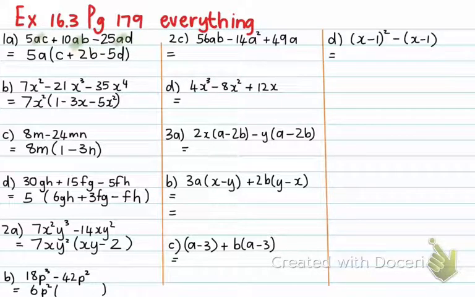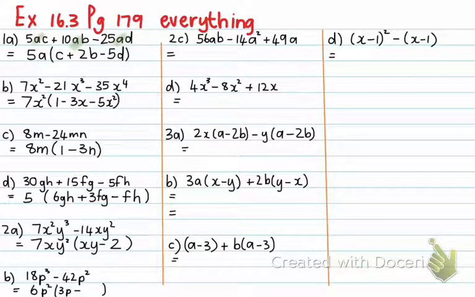To determine what's left inside the brackets, I take the first term, which is 18p to the power of 3, and you divide it with the common factor, 6p squared. 18 divided by 6 is 3. p cubed divided by p squared is just p. I keep the negative.